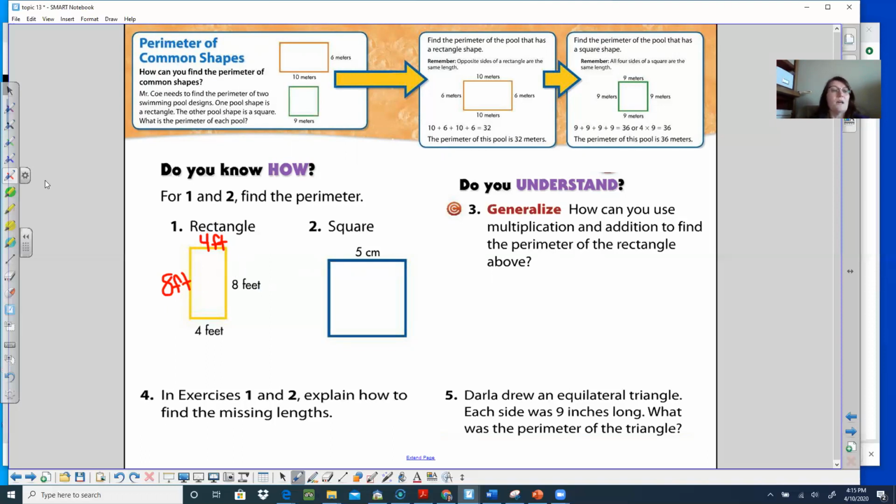So now I can stack them. I'm going to switch to the type it because that's faster and neater. So for number 1, I have 4.